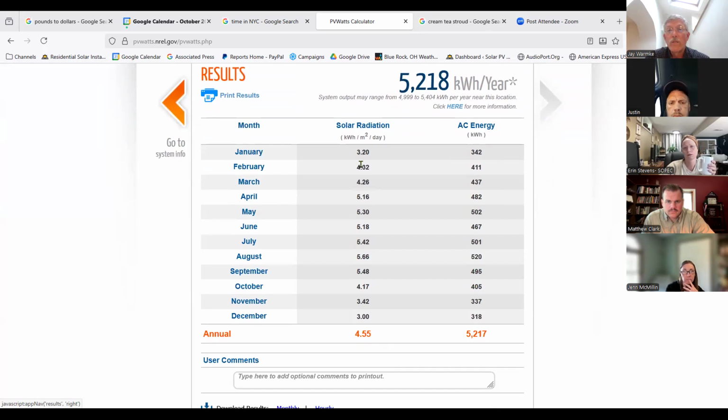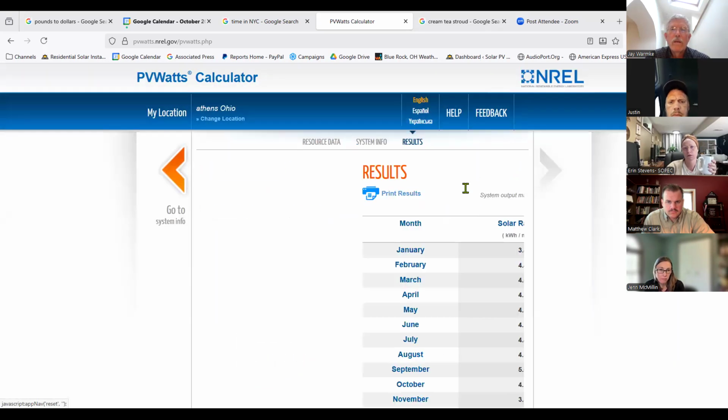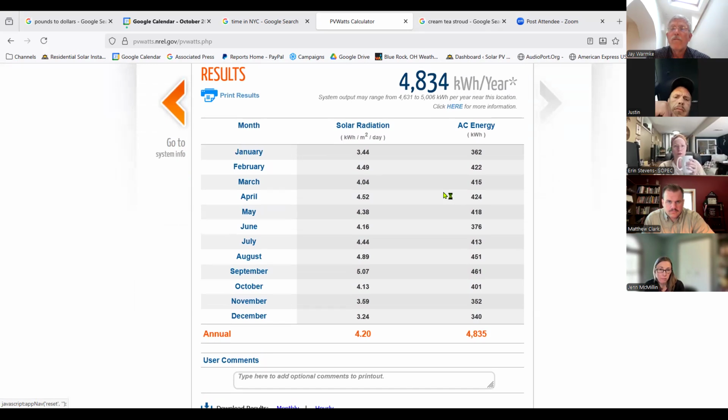So over the course of the year, it actually did a little bit better, being a little bit higher pitch in that place, which surprises me. But now I'll bet you if I make it 60, it's going to be less for sure. 4.2, yeah. So the further north you go, the more you want that angle to be more vertical.